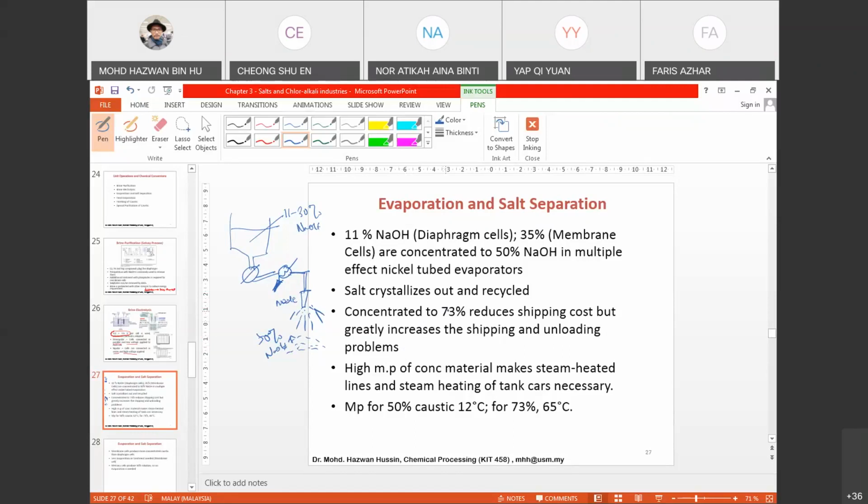Salt will crystallize and recycle, concentrated to 73%, reduce shipping costs, but greatly increases the shipping and unloading problem. The high melting points of concentrated materials makes steam heated lines and steam heating of tank car necessary. The melting point for 50% caustic soda is normally around 12 degrees C, and for 73% it's around 65 degrees Celsius, right?